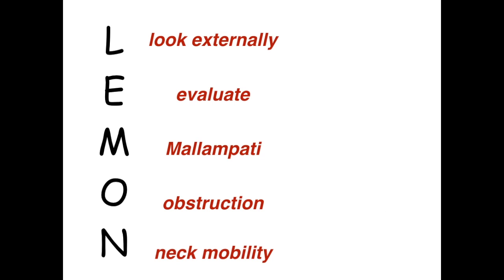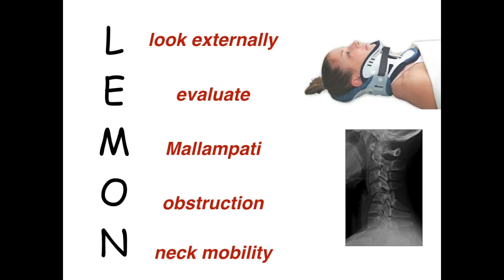And last but not least is neck mobility. What are the things that are going to prevent the neck from fully extending and allowing the hyoid bone to be anterior to the thyroid cartilage? So things like arthritis, neck collars, ankylosing spondylitis, and rheumatoid arthritis are among several examples.